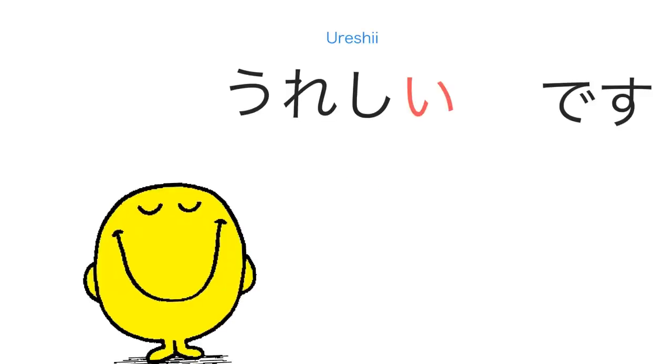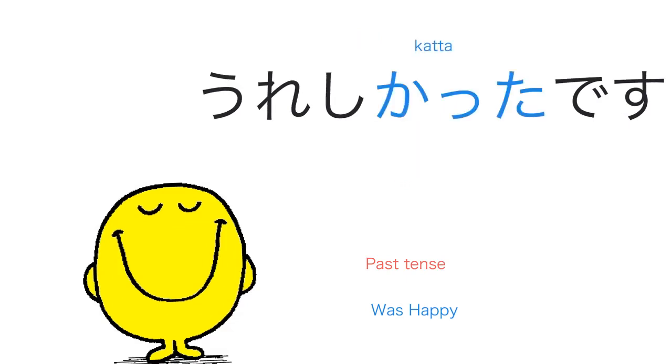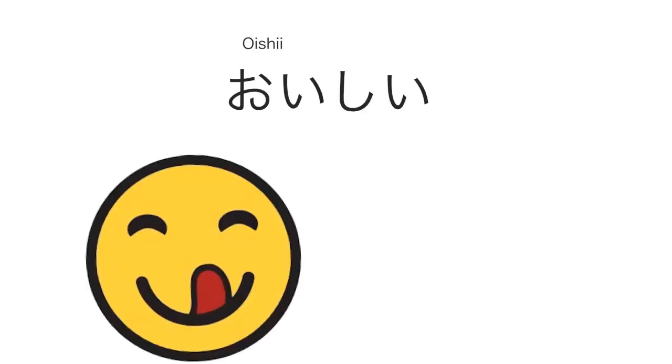Let's use the word happy or glad. Ureshii desu. Now to change that into past tense, was happy, you take off that i hiragana and you add the word katta. Ureshikatta desu. Let's see another example just so you can get used to it. The word for delicious is oishii. Okay, so change that to past tense. What are we going to do? Take off the i hiragana and add katta, oishikatta.